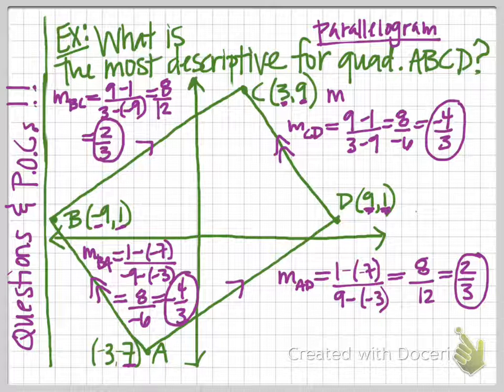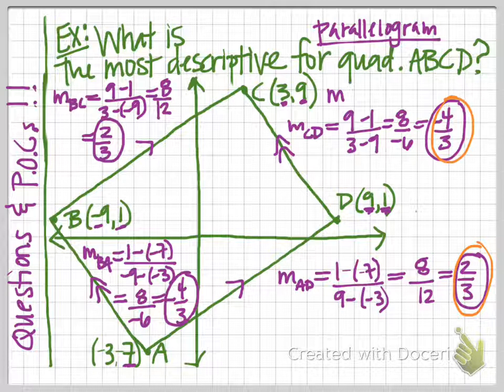Well, in order for them to be right angles, consecutive sides would need to have opposite reciprocal slopes. So for example, if I take a look at the slope of CD and the slope of AD, this guy and this guy, they are opposites, but they're not reciprocals. So I know right there, I don't have four right angles, so I have disproven that it's a rectangle, which means it also could not be a square.